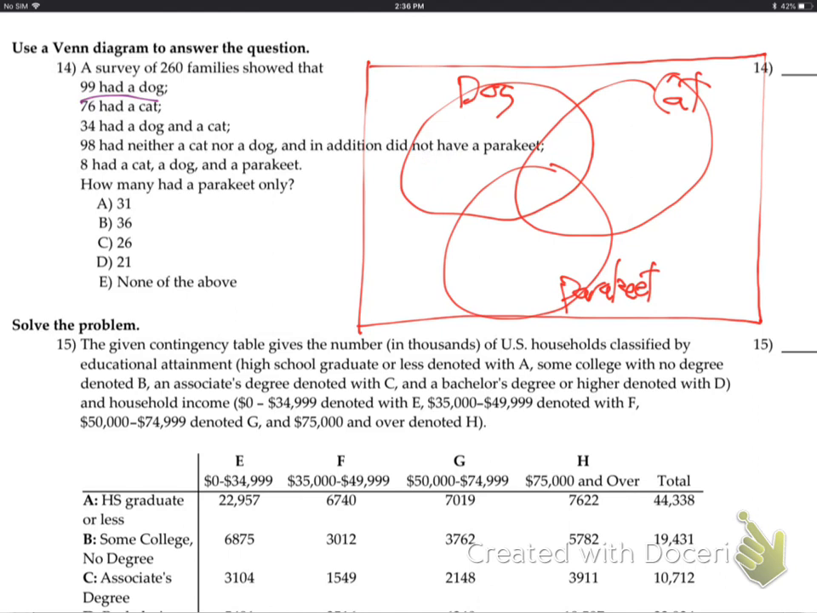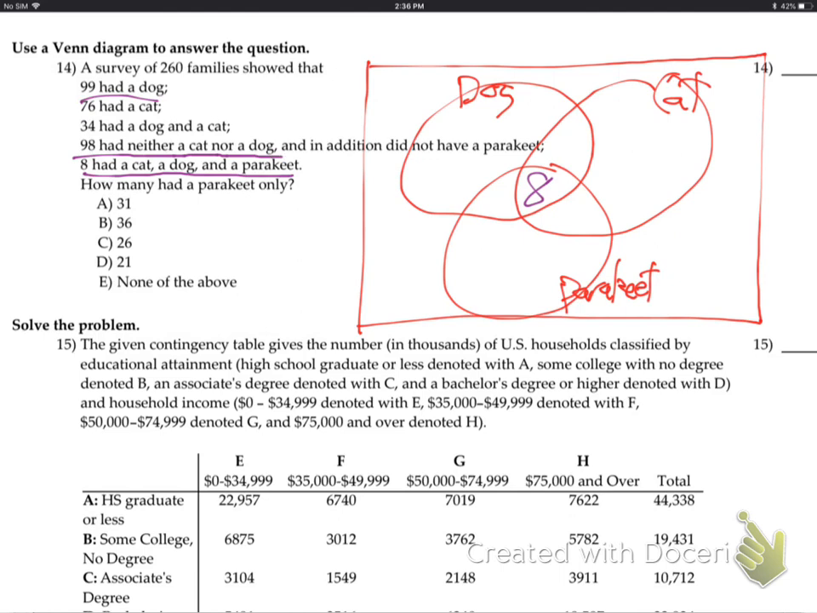Where should you really start? Usually at the bottom. 8 had a dog, a cat, and a parakeet. Where's that go? Very middle. Because that's in all three, huh? That's the overlap of all three. Those 8 people are in the dog circle, they're in the cat circle, and they're in the parakeet circle, aren't they? Then work your way backwards.